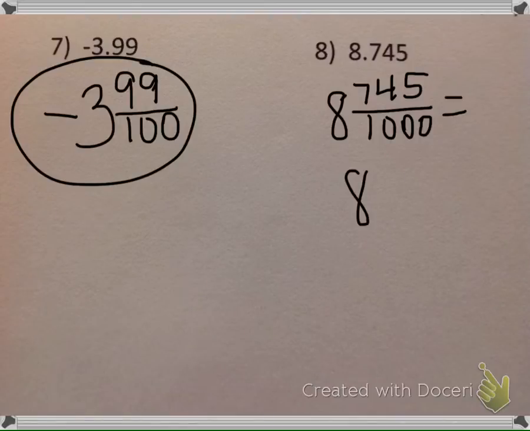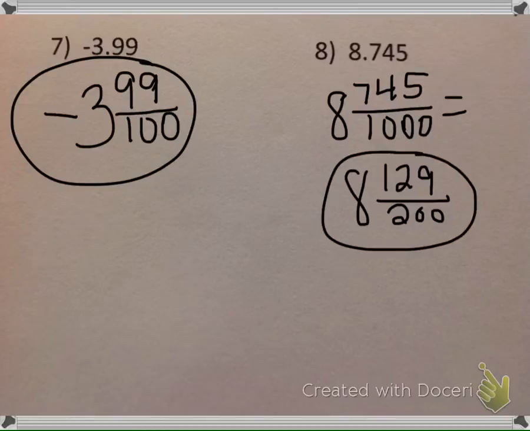So 5 goes into 745. That would be 129 and 200. 8 and 129 over 200 would be your answer there.